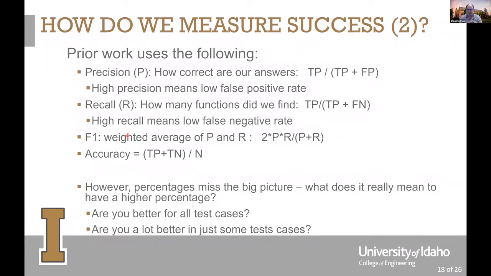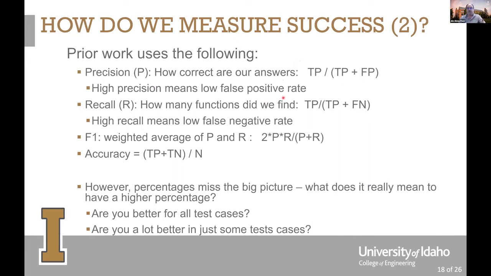So prior work that people did in this area, and I'll explain this in a minute, used the terms precision, recall, and the F1 value to measure how good we are. Precision basically says how correct are our answers. We reported a bunch of things to be function starts: true positives where we're right, false positives where we're wrong. So it's the percentage of things we reported that are right: true positive divided by the sum of everything reported. High precision means you have a low false positive rate.